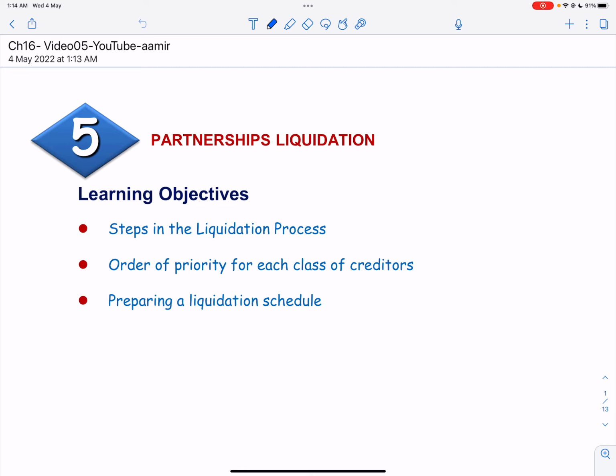We will describe the steps used to distribute available partnership assets in liquidation under the Uniform Partnership Act. We will list the order of priority for each class of creditors in partnership liquidation. We will explain how to prepare a liquidation schedule to settle debts and allocate assets by solving some illustrations.